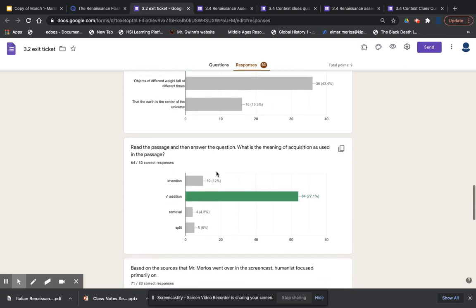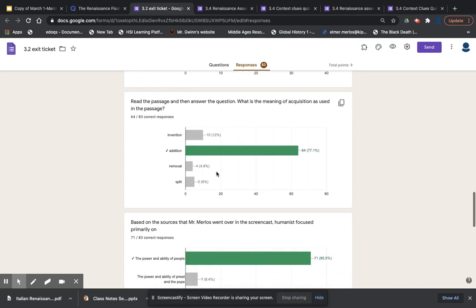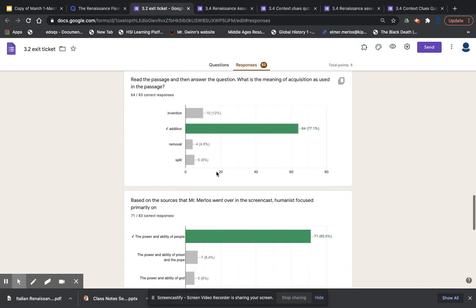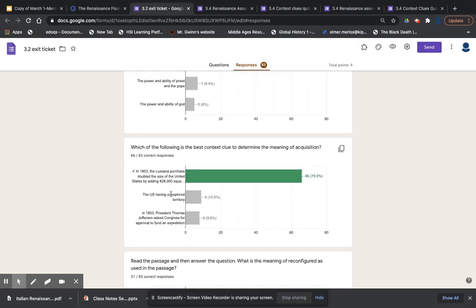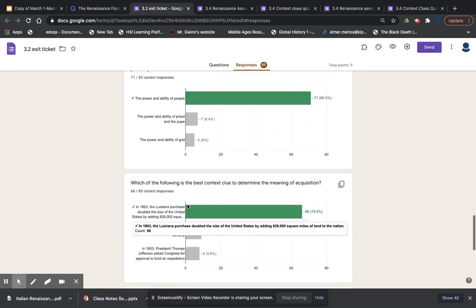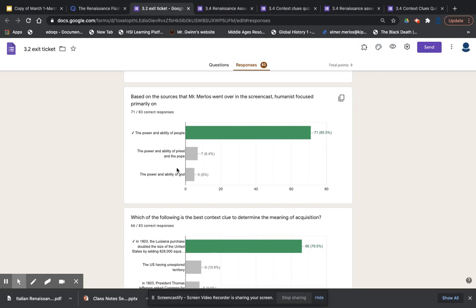Read the passage and answer the question. What is the meaning of the word acquisition? Acquisition means to add to. And the context clue is that after the Louisiana Purchase, the United States added 828,000 square miles. I don't know why this question appears there, but it should appear here.